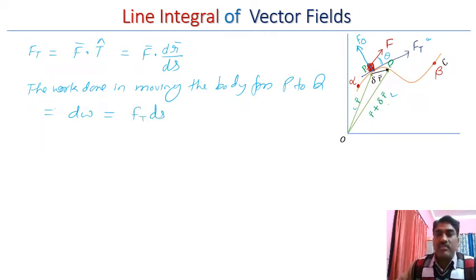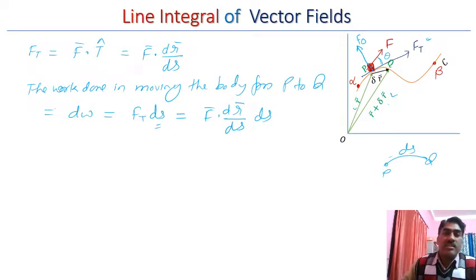What is ds? ds is the distance that you will cover while moving the body from P to Q. This is the point P and this is the point Q. So this distance is ds. So you will move the body by the distance s. So the work done is Ft ds, and Ft you have already calculated. This is F dot dr by ds, and here another ds. So this is the work done while moving the body from P to Q.